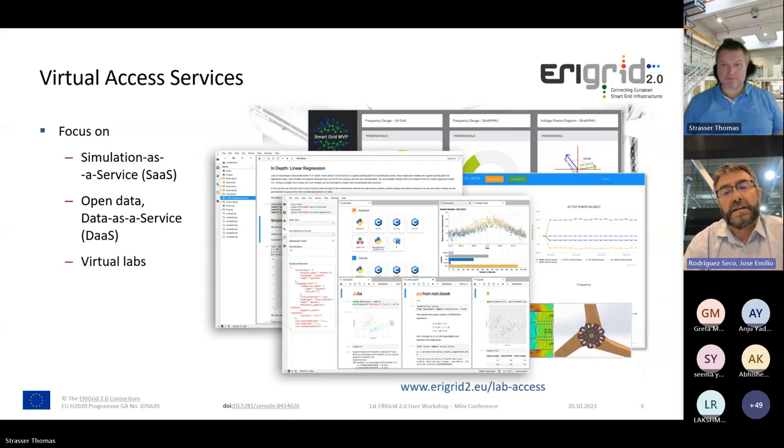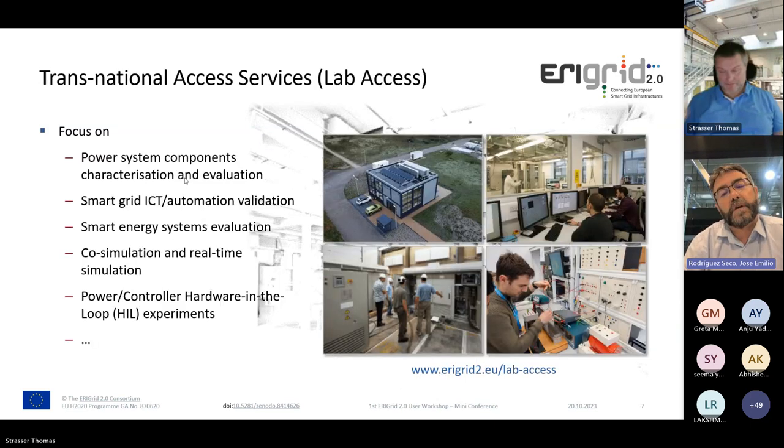Coming back to the physical access to the lab, here are a few examples of the types of analysis, testing and validation that we perform in the labs, basically evaluating power system components, not only single components but also more complex configurations, up to smart energy systems evaluation. For this, we provide co-simulation possibilities, real-time simulations, power hardware-in-the-loop and so on. This is the first workshop, and we are going to see a few samples of the many experiments that we can implement, and in fact have been implementing through ERIGrid 2.0.